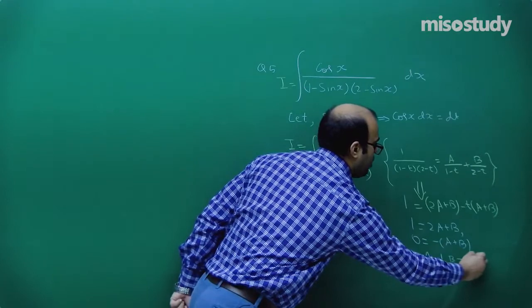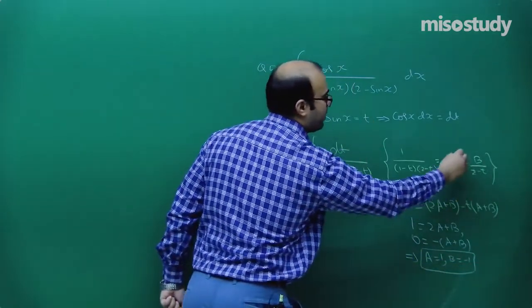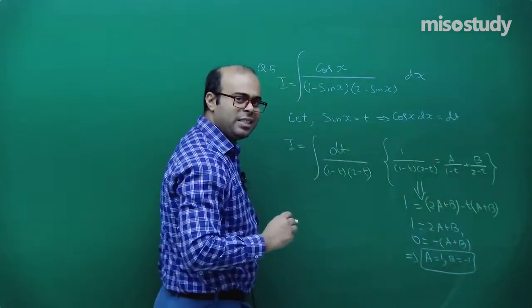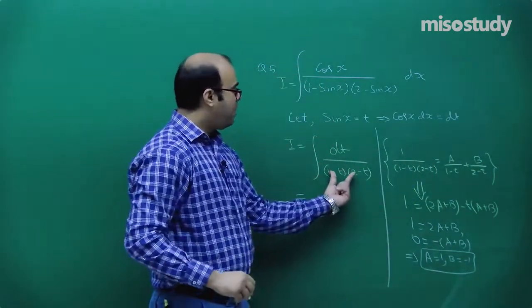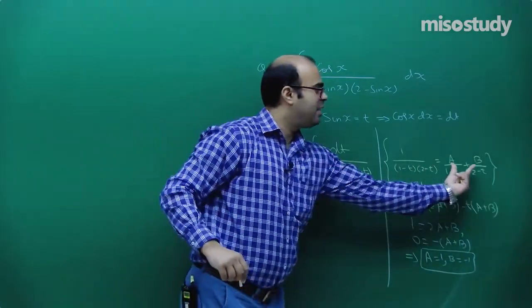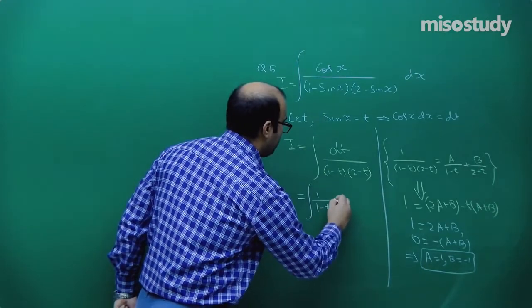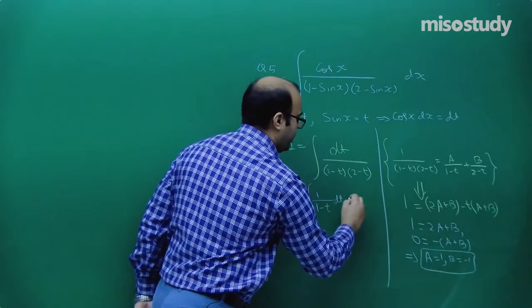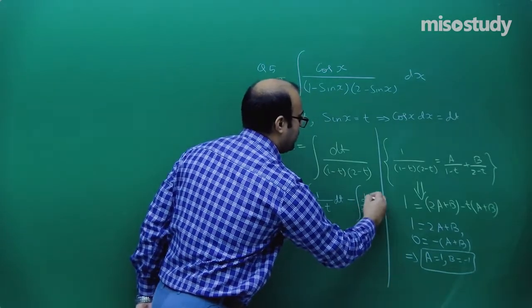So, with a as 1 and b as minus 1, we can use this concept and write 1 by 1 minus t into 2 minus t like this, which means a is 1, so 1 by 1 minus t dt, and b is minus 1, so minus 1 by 2 minus t, let us take it as dt.